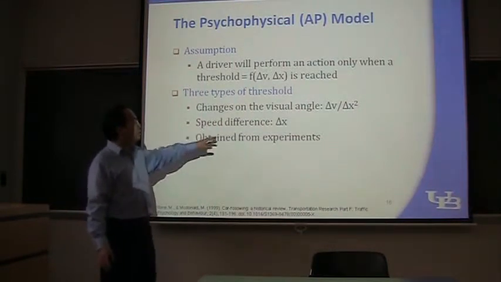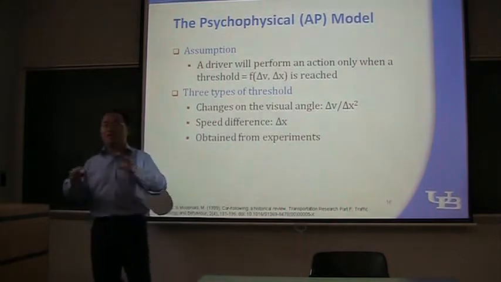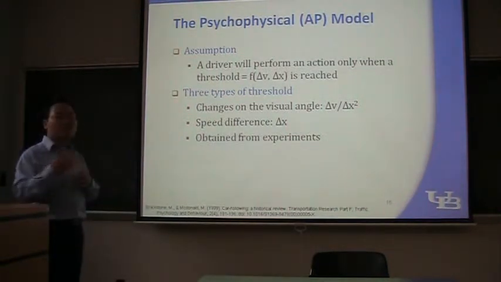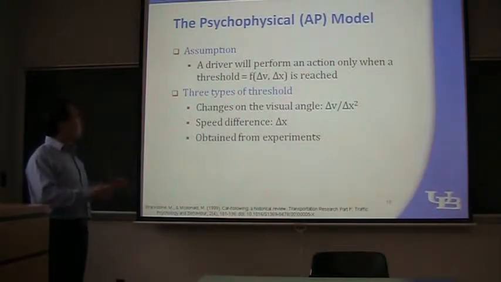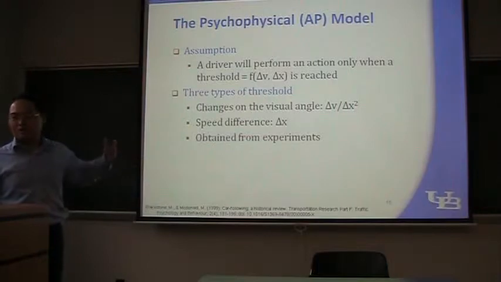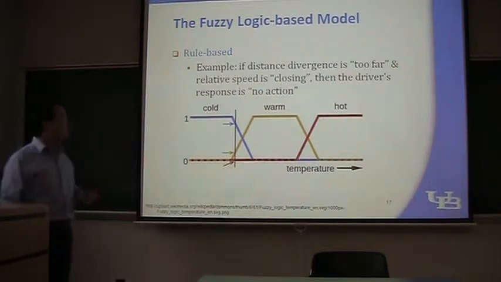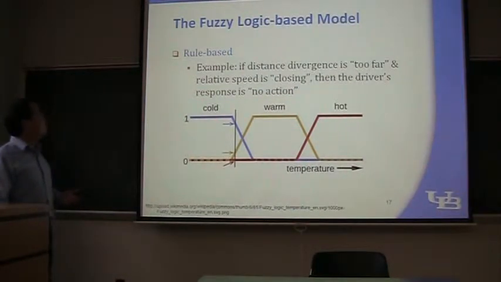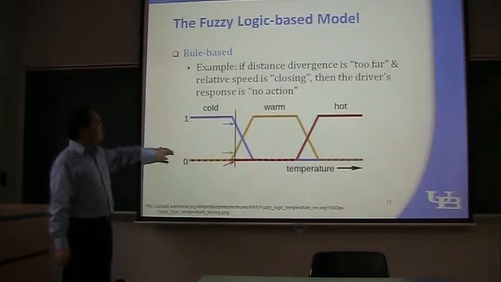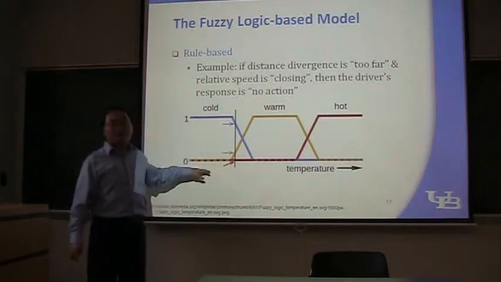So they only use delta V and delta X, but they conducted a few experiments and they obtained some data, and they use the data to create other thresholds. This is the psychophysical model. The fifth one is called fuzzy logic-based model. Let's take a look at this first. This is an explanation of fuzzy logic.